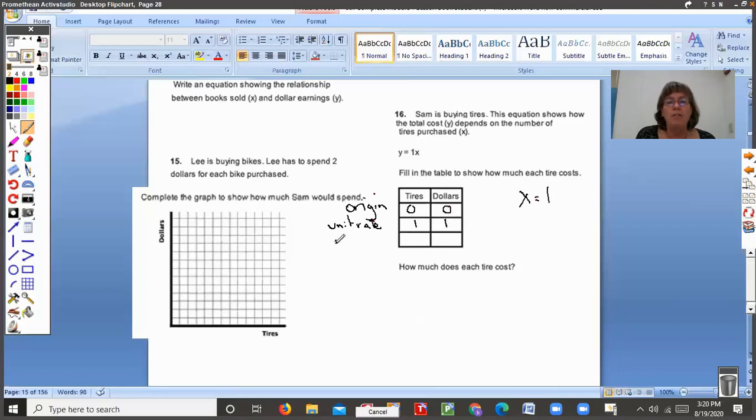And then the last one, you can just put any point you want. So it doesn't matter at all. You just have to have a third point that actually works. And so a lot of times I just go with either 2 or 5, because I know I can multiply by 2s and 5s really easy. 5 times 1 is 5. And then it wants to know, how much does each tire cost? Well, the cost is the same as the K value. And that's right there. And so each tire is going to cost $1.